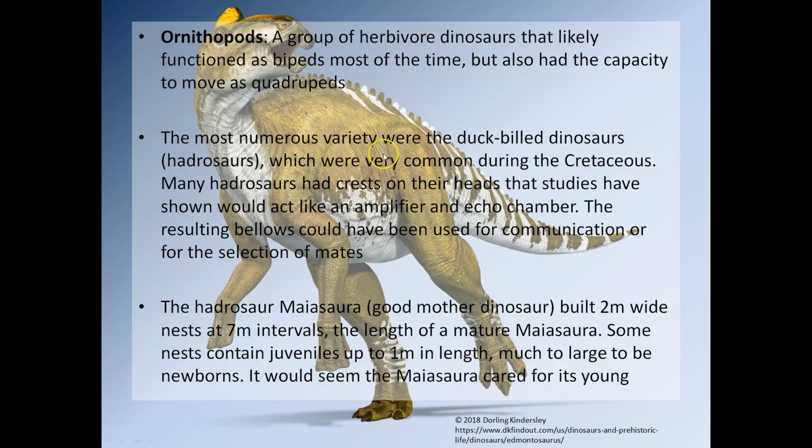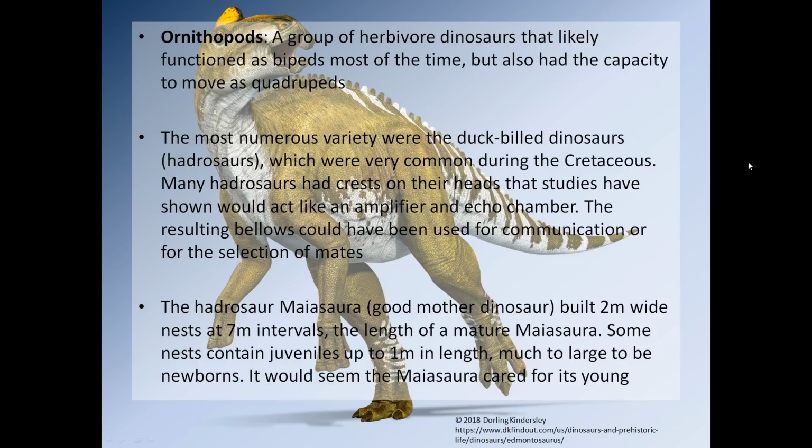The most numerous variety of the ornithopods were a group called the duck-billed dinosaurs, otherwise referred to as the hadrosaurs, and they were very common during the Cretaceous. In fact, it's the rise of these hadrosaurs that helped, to some degree, to outcompete the sauropod dinosaurs, the long-necked dinosaurs, and contributed to their downfall. Many hadrosaurs had crests on the top of their heads, and studies have shown that these crests would have been used like amplifiers and echo chambers. Whenever the dinosaur made a noise, it would have been amplified, made a lot louder, made a lot bolder.